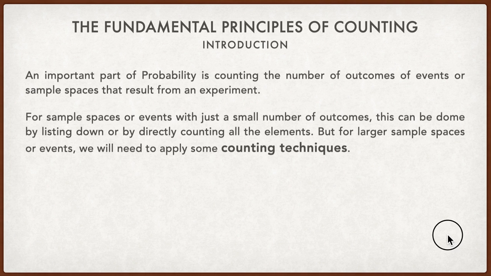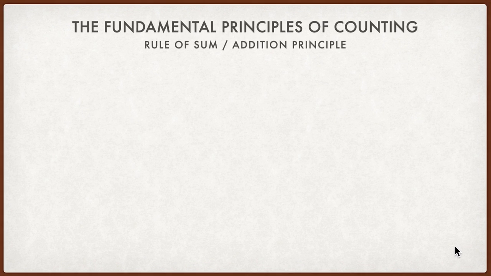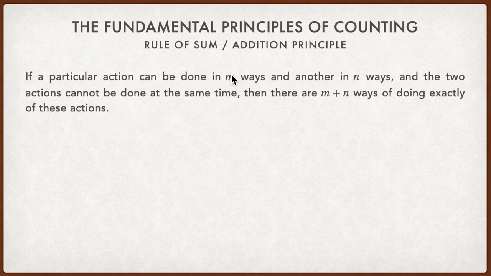So let's start first with the rule of sum, or some will call it the addition principle. Imagine if a particular action can be done in m ways, imagine this is an integer, and another in n ways. So imagine two numbers here, and the two actions cannot be done at the same time. Meaning you need to choose between these two. Then there are m plus n ways of doing exactly these actions. If we cannot do these at the same time, we're going to choose from all of them, so we're going to add: m plus n ways, whatever that m and n is in the natural numbers.